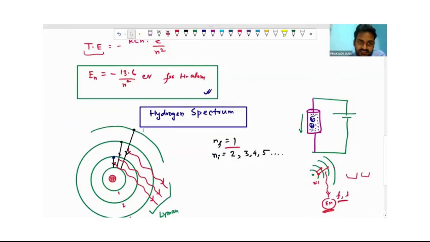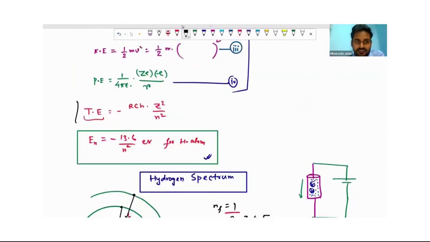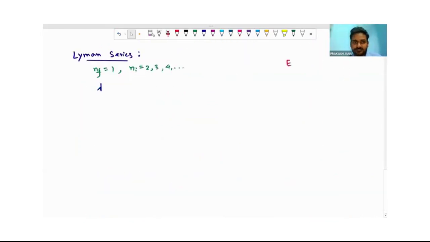Okay, we can move on to here as well. Let us take this equation, that is the total energy. Let us discuss this equation. The total energy is what?